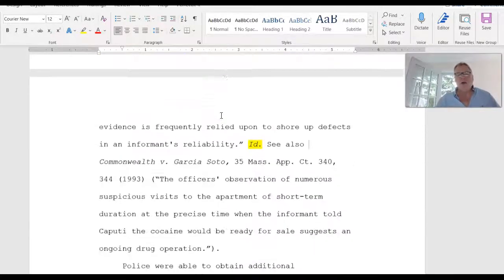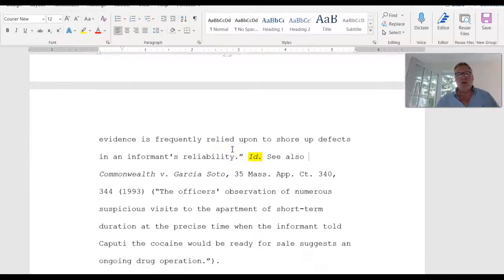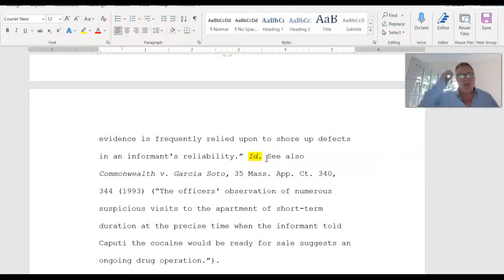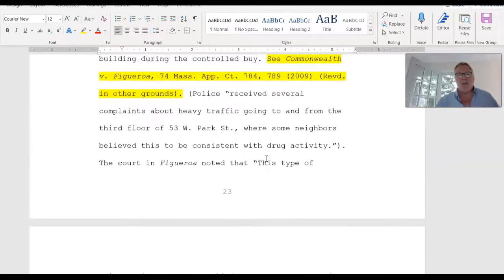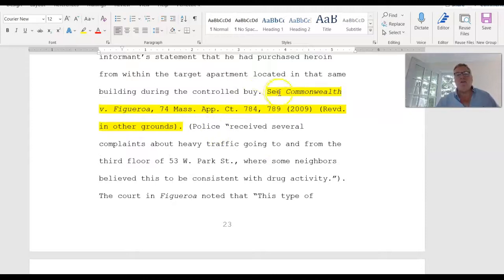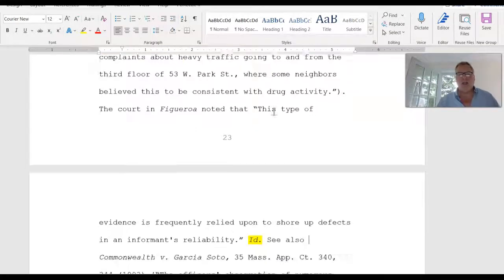So the reader knows, the reader's not dumb. He goes down here, he sees id, okay, it must mean Figueroa. And I don't have any page number next to it. What does that mean? I don't put id at 72 or id at some page. That means the simple id there means that I'm referring to Figueroa, and I'm also referring to page 789. It's the exact duplicate citation that occurs.